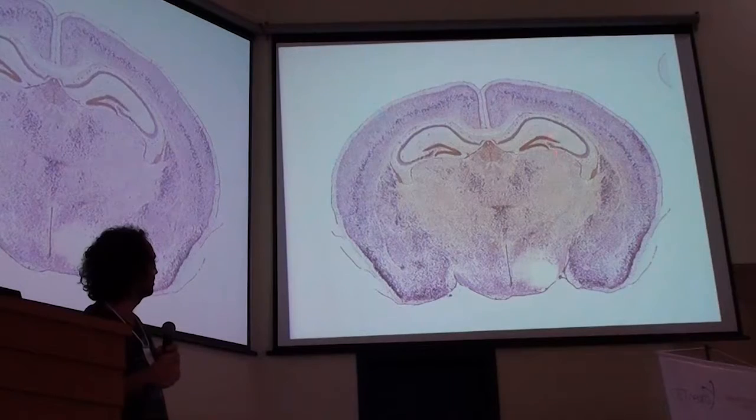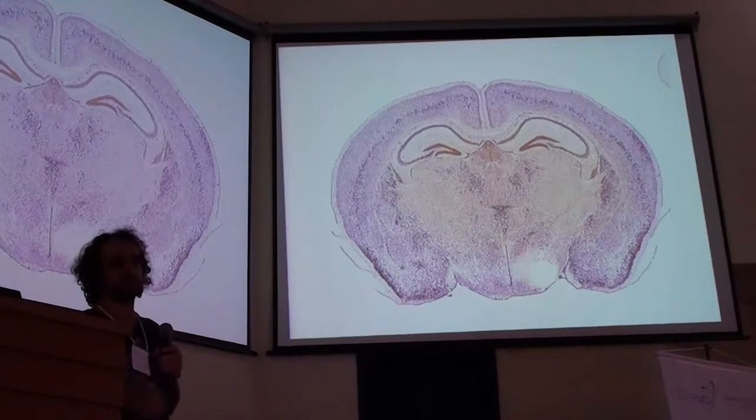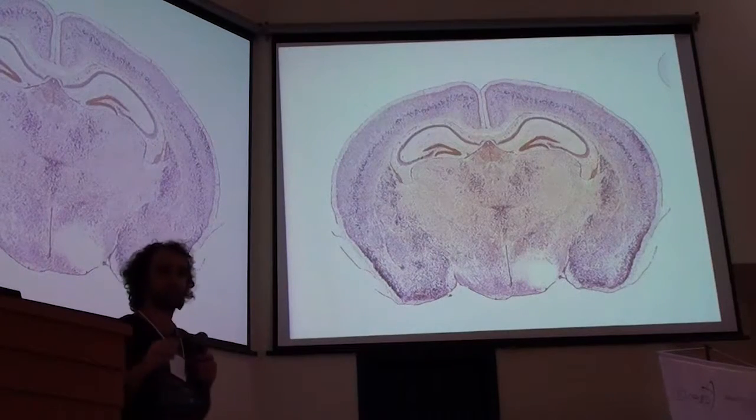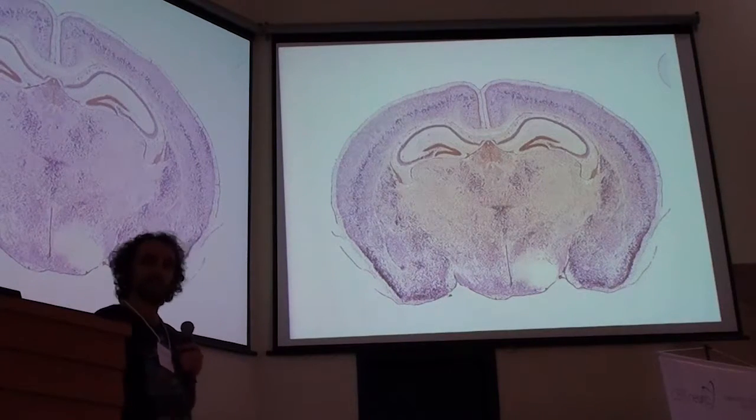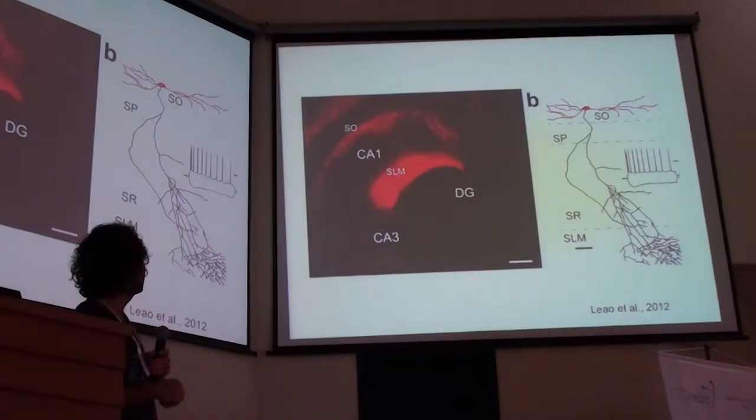Here's another one. Also, you see more expression in the dorsal hippocampus. Our mice don't show a lot of expression in the dorsal hippocampus, so it's mostly ventral, intermediate, and mostly CA1. This is just another picture. See, nothing in CA3, just CA1.